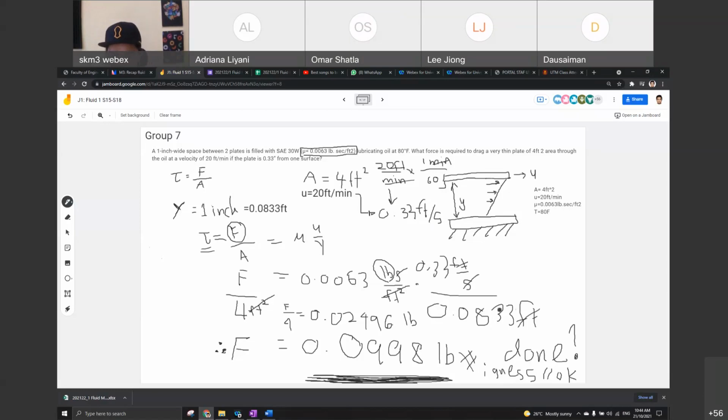And then we cross the units, and we got F per 4 equal to 0.02496 pound. Then we want to find the force, so we multiply by 4 in the denominator, and we get 0.0998 pound. Okay, thank you, Adriana. Okay, good.